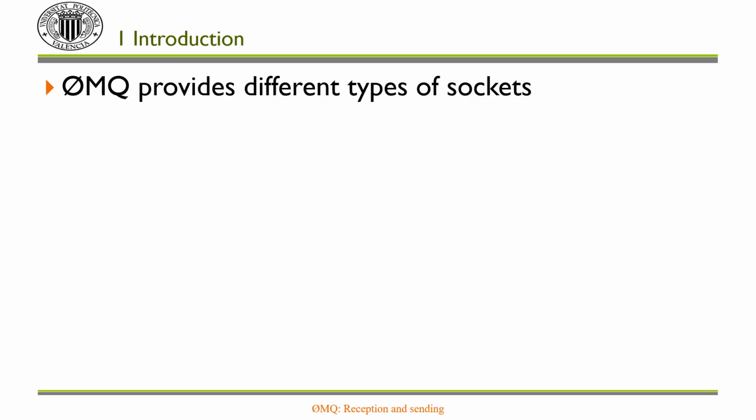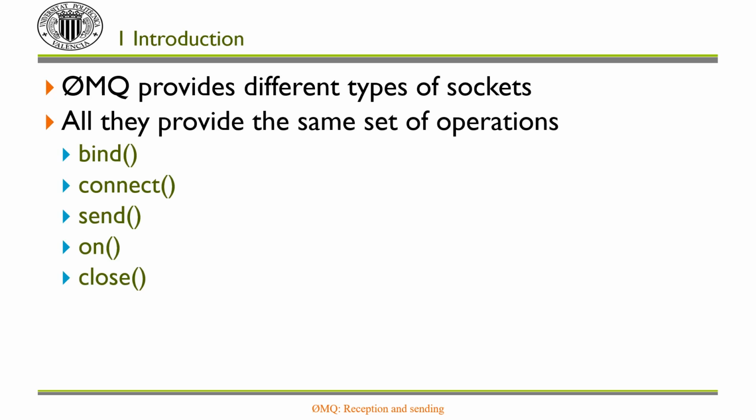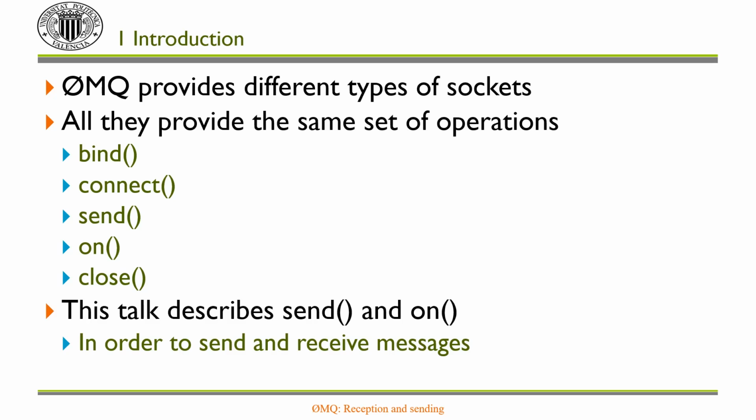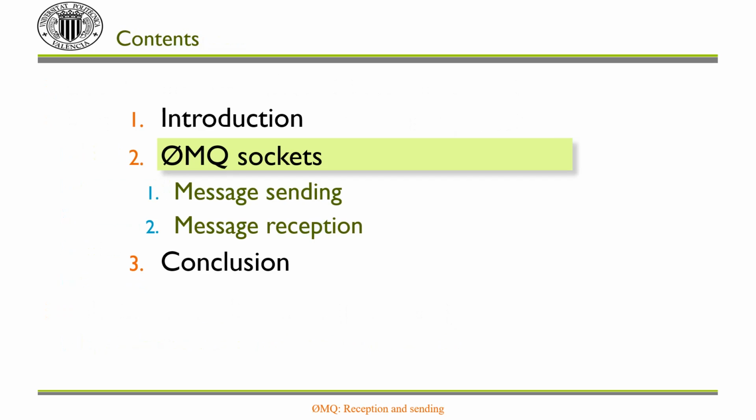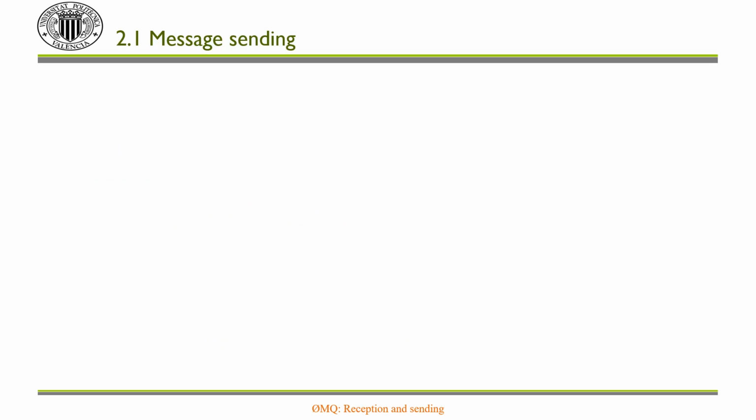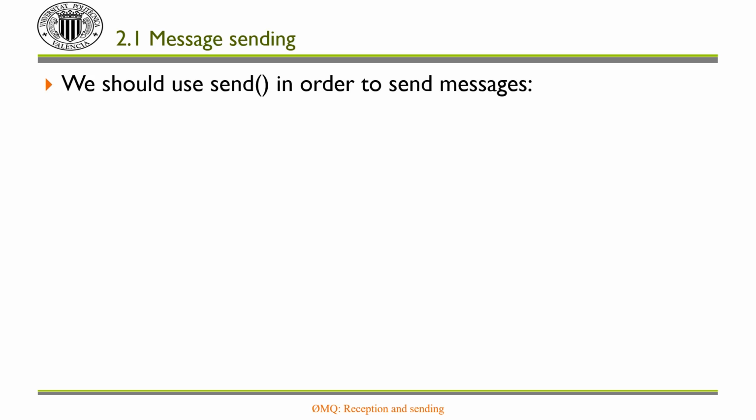Let's start. ZeroMQ provides different types of sockets: req-rep, push-pull, pub-sub, and so on. All those sockets provide the same set of operations, mainly bind, connect, send, on, close, etc. This talk describes send and on-message operations in order to send and receive messages. So let's start with the message sending operations.